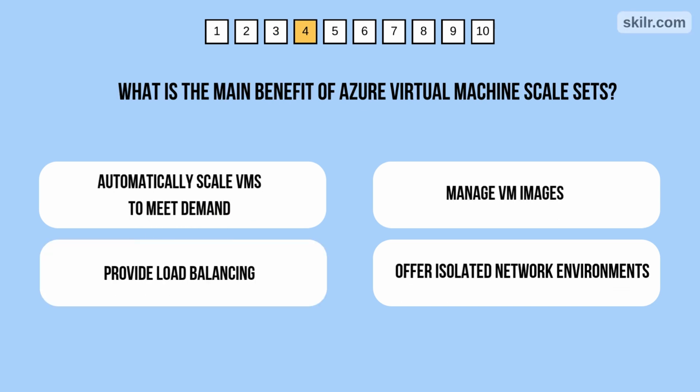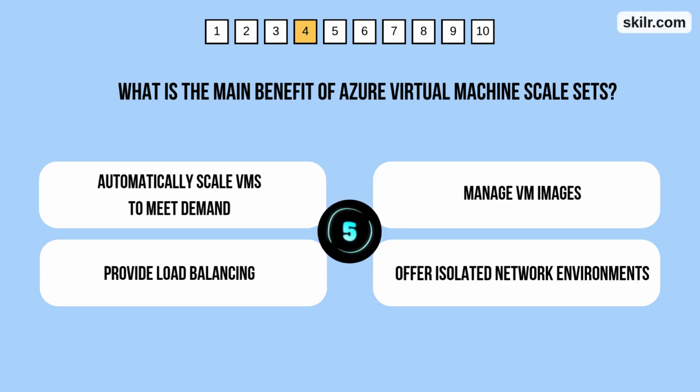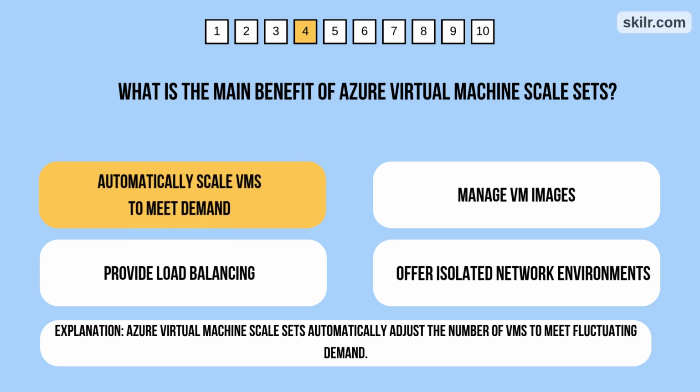Question 4. What is the main benefit of Azure Virtual Machine Scale Sets? The answer is automatically scale VMs to meet demand, as Azure Virtual Machine Scale Sets automatically adjust the number of VMs to meet fluctuating demand.